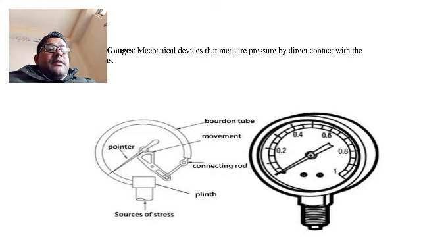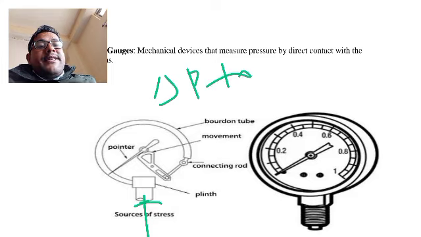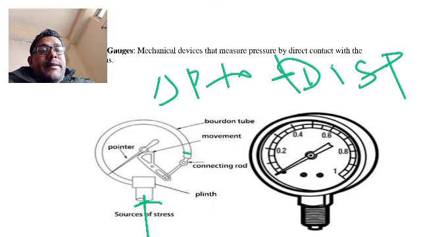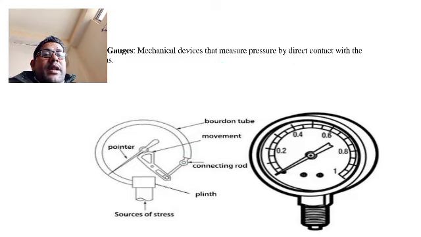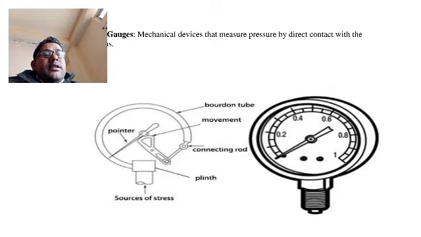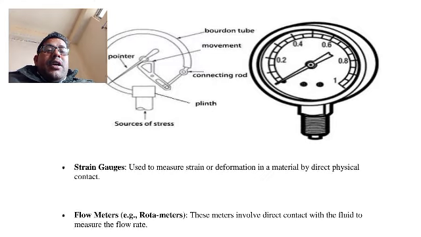Suppose pressure is applied from here to the Bourdon tube. Because of this applied pressure, pressure is converted to displacement. This is the beauty of it: pressure is converted to displacement. The end deflects, and this deflection is recorded by the pointer. So this instrument looks like this. We apply pressure from here, the Bourdon tube is displaced, and this deflection is seen on the dial. The different components are the Bourdon tube, connecting rod, and so on.